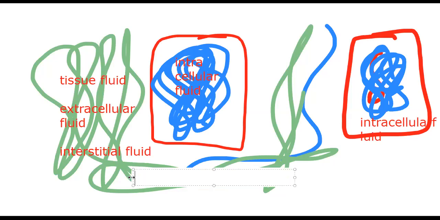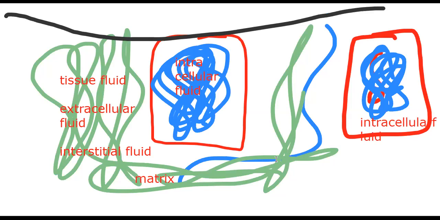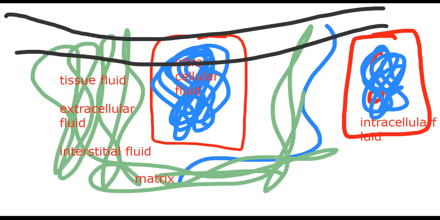Then we also say it is a part of the matrix or ground substance. Whatever is present between the cells, that fluid we say is tissue fluid. Imagine there is a blood vessel or capillary. So we'll draw that also, so you can understand. This is a blood vessel. Whatever flows in the blood vessel can be called blood.